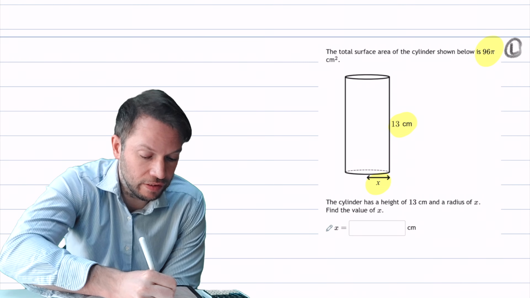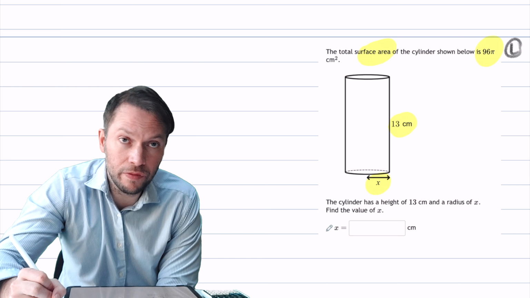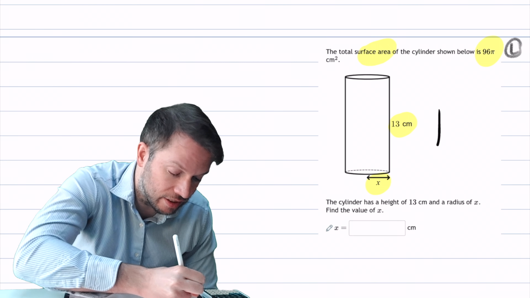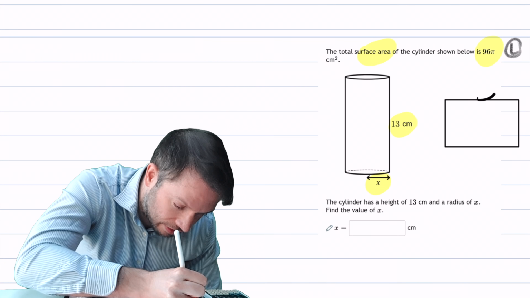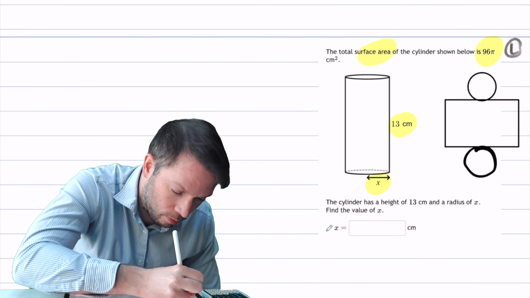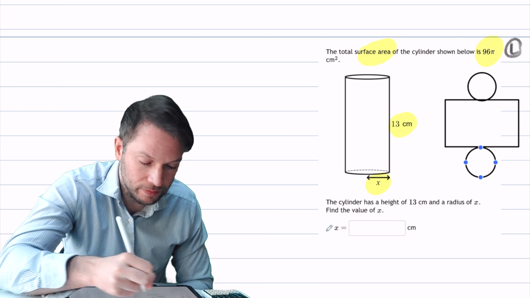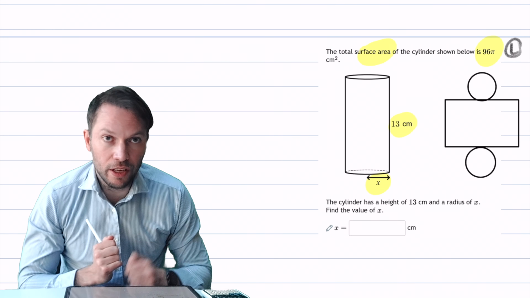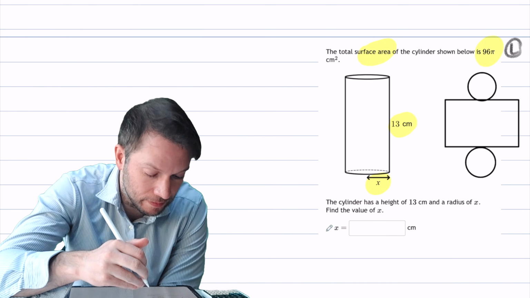Now, it talks about the surface area. How do you find the surface area of a cylinder? Well, the easiest way is to think about the net of the cylinder. The net is going to look a bit like this, where you've got two circles and a rectangle in the middle. That rectangle curls around to get the curved face of the cylinder.